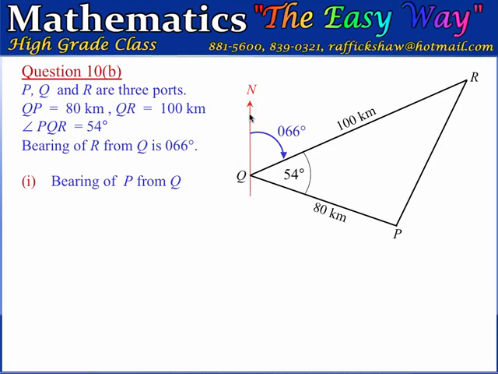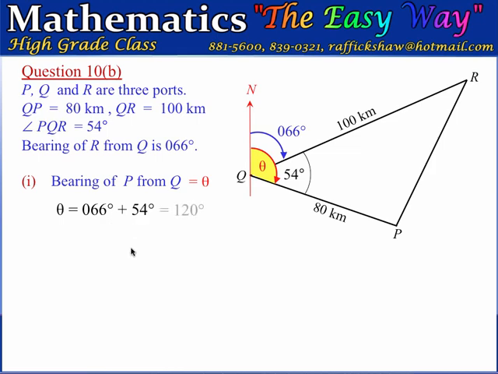And we already have the north line at Q, and therefore the bearing of P from Q is a clockwise angle here from the north line to the line joining Q to P. So let's call that angle theta and show that bearing angle on the diagram. And that's it. This is the bearing of P from Q. It is a clockwise angle from the north line to the line joining Q to P. Now this angle theta will be equal to the sum of these two angles. That is the 066 degrees here and the 54 degrees here. And so theta is simply equal to 066 degrees plus 54 degrees.